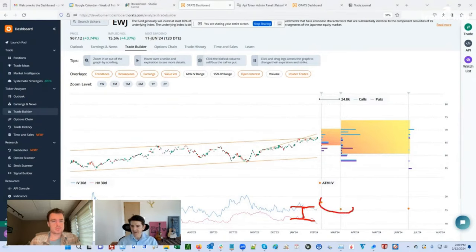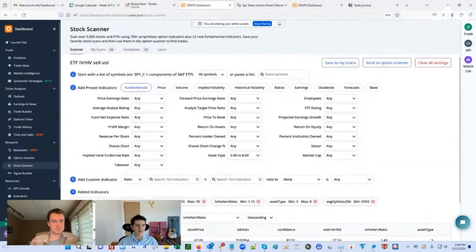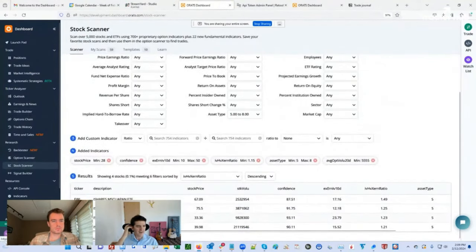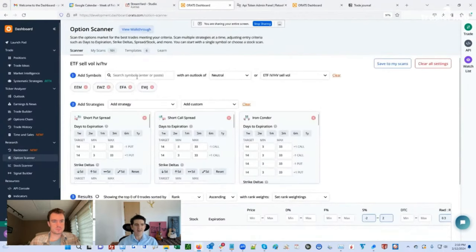I don't like the fact that they don't have that many expirations, but we're gonna set up a scan that will take in all of the stocks here. Interestingly enough, you have a lot of the EEM, EWZ Brazil, EFA, and Japan. So what we could do is then go over to the option scanner and take stocks.